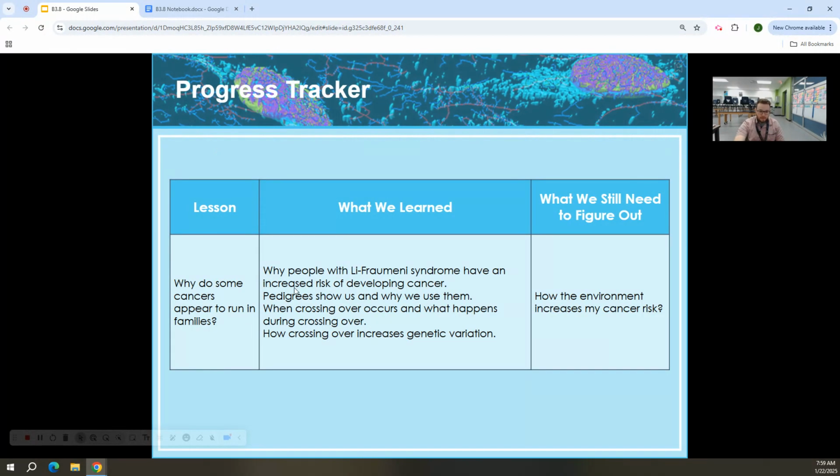All right, and then wrapping up the lesson, the last thing we have is our progress tracker: going back and answering these success criteria questions in your progress tracker, and then showing that progress tracker to me for your mastery check. And then looking forward, we're going to look at how the environment increases cancer risk. So next lesson, we're going to focus on the environment, and we're getting close to the end here. If you have any questions, or need any assistance with this lesson or any other lesson, let me know, and have a great day.